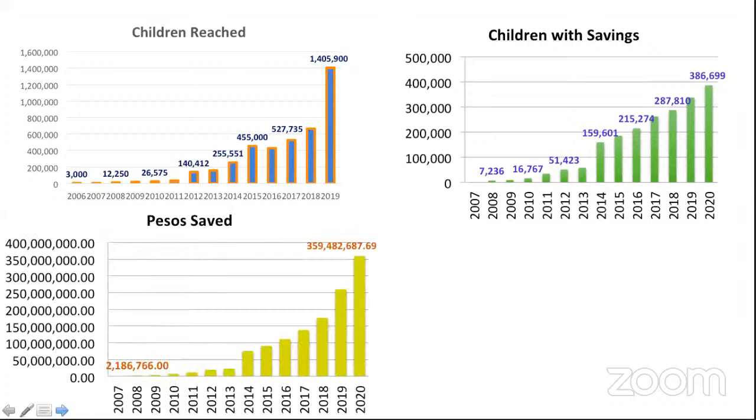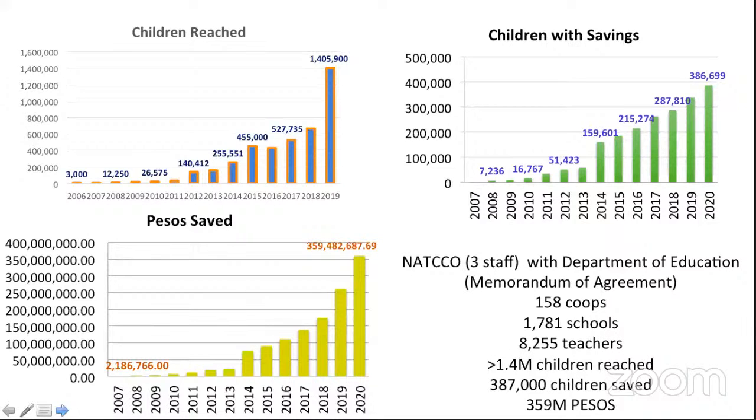And they have saved 359 million pesos as of 2020. And I'm sure that there is more, but we need to get the data from the participating cooperatives. So it's nice to see how NATCO started with a project for Aflatoun with one project staff, and now we have three. So it's really now a unit at NATCO handling the children and youth program.